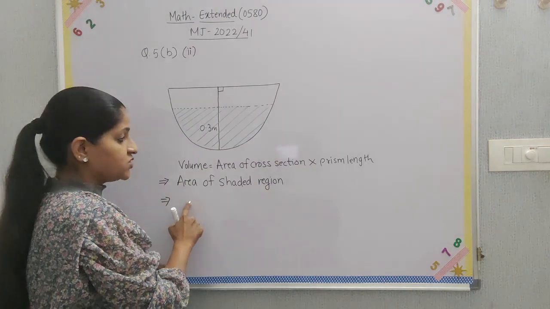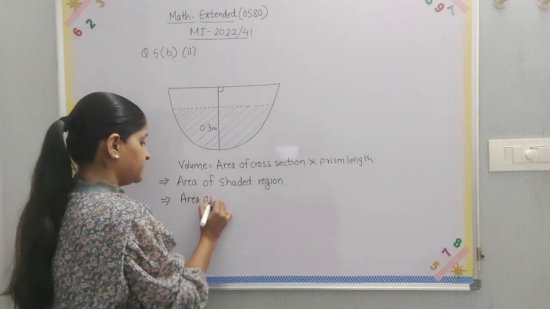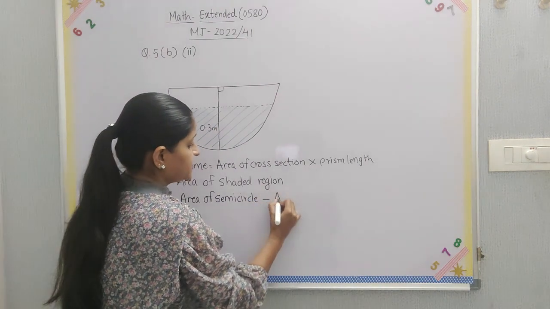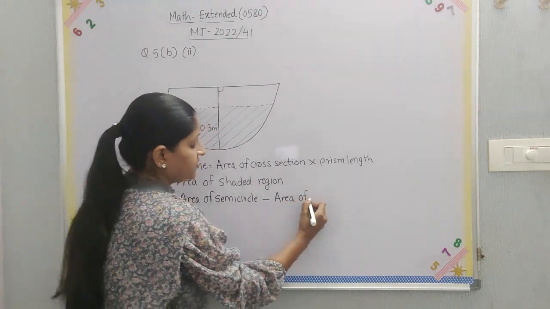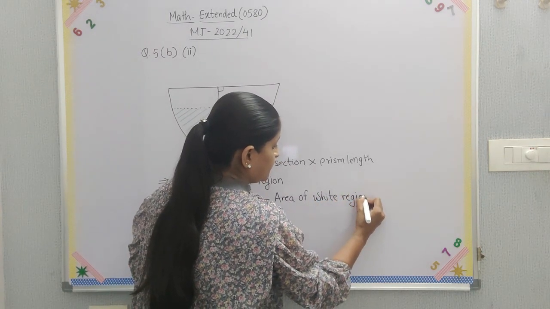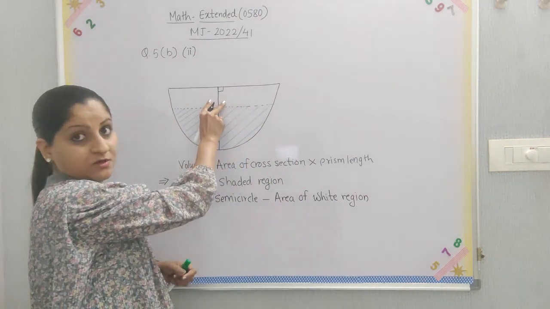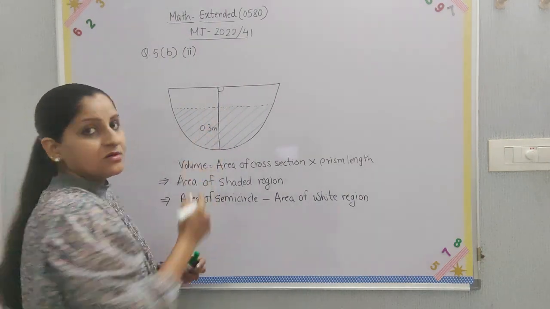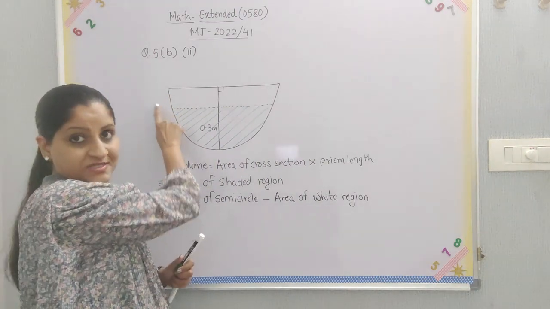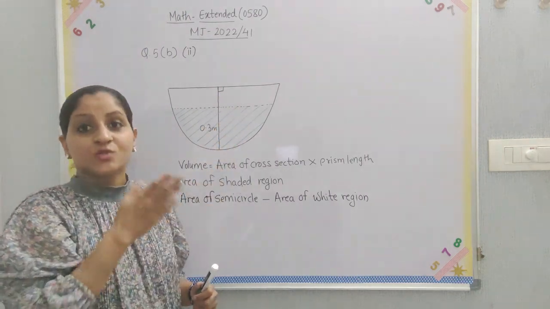So the area of the shaded region, we are going to find out by finding the area of the semicircle minus the area of the white region. The white region is the region which I have not shaded. Now if you closely observe, this white region is a part of a curve. The edges of this white region are curved edges. They are not smooth edges. It is not a rectangle. It resembles a rectangle, but it is not a rectangle.